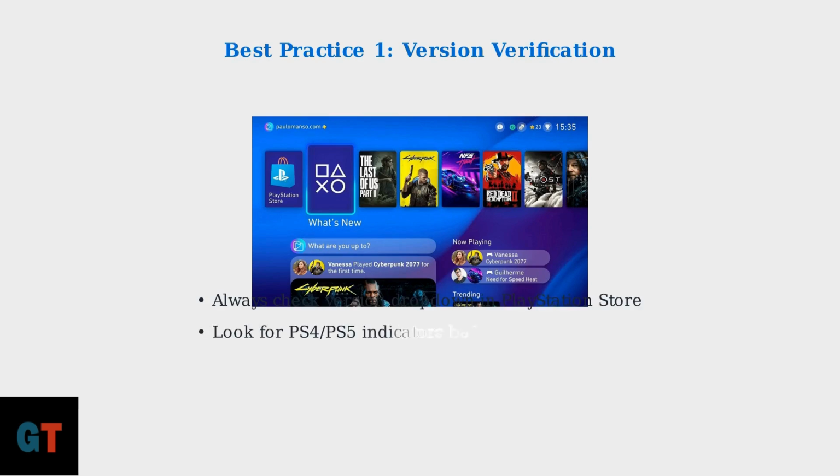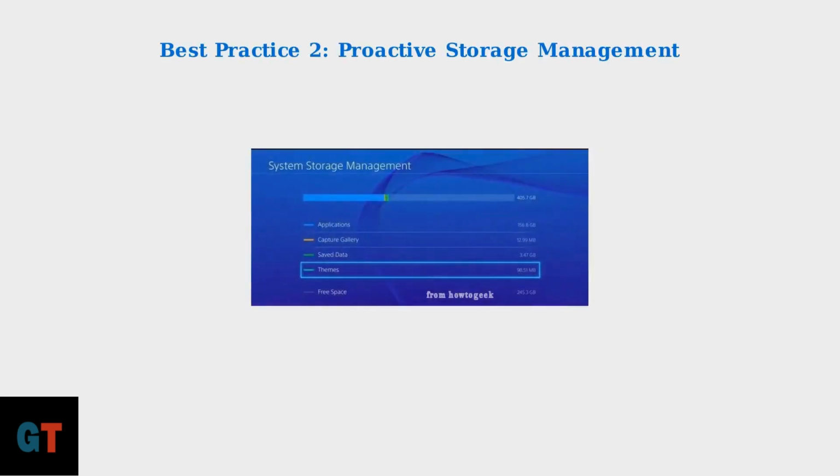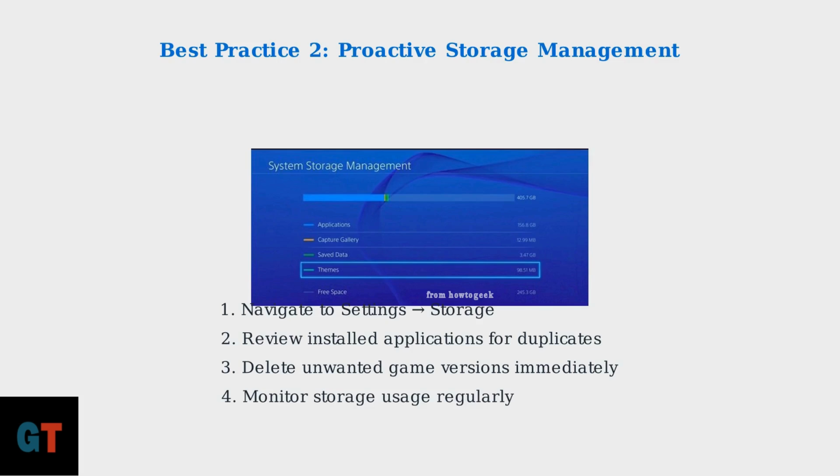The first and most critical best practice is to always verify the game version before initiating any download. This simple step prevents the inadvertent installation of both PlayStation 4 and PlayStation 5 versions, which can consume substantial storage space unnecessarily. Proactive storage management represents the second essential practice. Users should regularly monitor their system storage to identify and remove duplicate game installations. The PlayStation 5 storage management interface provides comprehensive tools for this purpose.